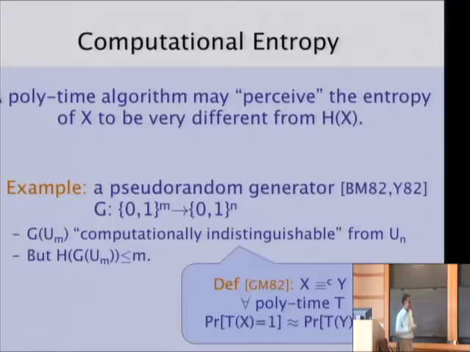And this is the notion of computational indistinguishability. No polynomial time algorithm can tell a random sample of one distribution, in this case the output of the pseudorandom generator on a random seed, from the other random variable, uniformly random n bits. Okay, except with some negligible difference in probabilities.